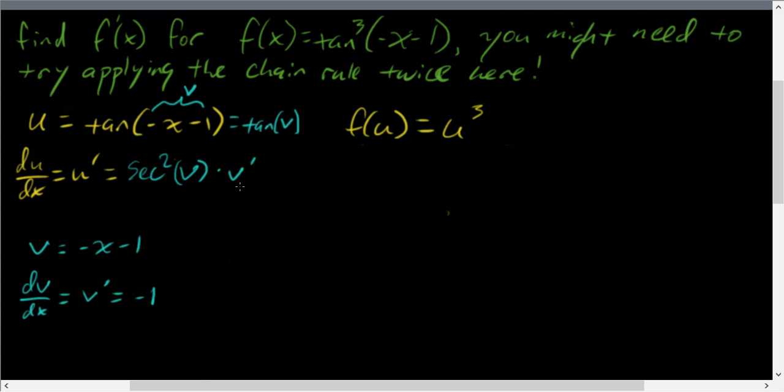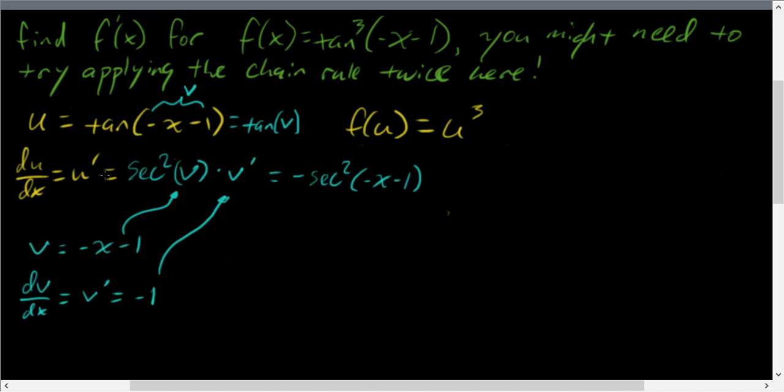Okay, what was v and what was v prime? Well, v was negative x minus 1, and v prime, that's just a negative 1, right? So I need to plug these in to their correct spots. So the negative 1, I'll just put it out front. So we get a negative secant squared of negative x minus 1. So that would be du dx. That's, in other words, just u prime.